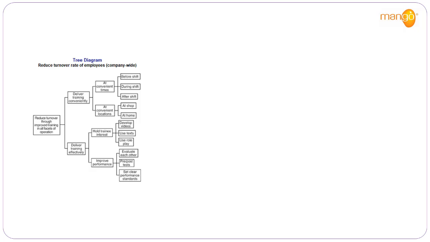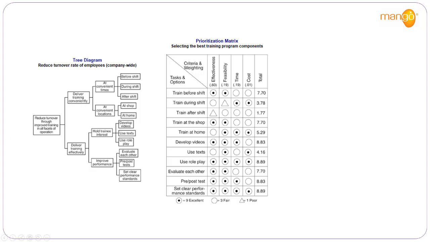So that's a tree diagram. Tree diagrams help you split out things you want to achieve into manageable tasks, so that you can work out what tasks you want to do as part of the solution. That's what a tree diagram does. Here's a prioritization matrix. It's a little bit complicated, but the memory jogger goes into a bit of detail telling you how you can do this.